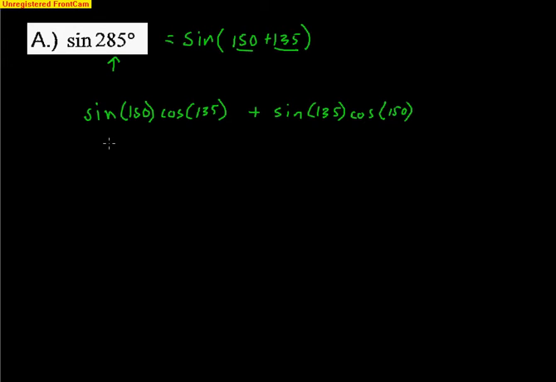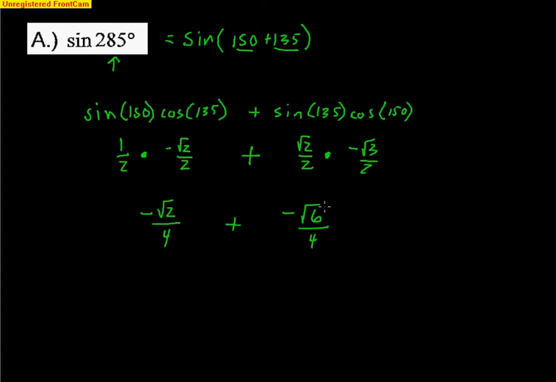So now I'm actually going to go to my unit circle. Sine of 150 degrees is 1/2, times cosine of 135 degrees, which is negative radical 2 over 2. Plus sine of 135, which is radical 2 over 2, times cosine of 150 degrees, which is negative radical 3 over 2. Make sure you multiply before you add. That's going to be negative radical 2 over 4 plus negative radical 6 over 4.